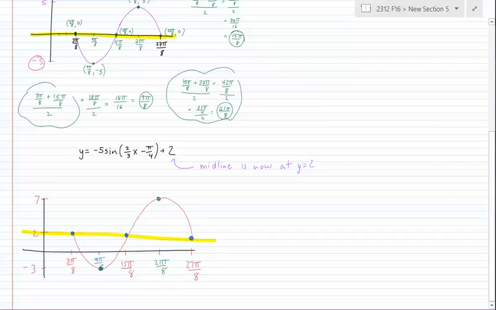And this method would work for any trig function. You just need the endpoints of the cycle. Be careful what function you're working with.